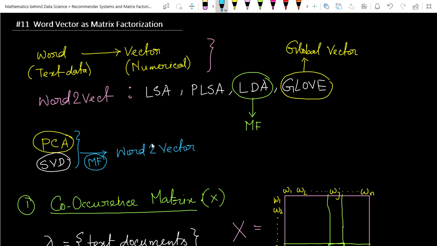I think from these discussions you got the idea how this matrix factorization technique is useful in converting text data to numerical data. We have discussed various kinds of applications of how the matrix factorization concept is useful to build a recommender system. At the end of this series, we discussed the Netflix Prize competition problem. We have seen practically how matrix factorization is workable on a real problem. We'll see this thing. Okay.